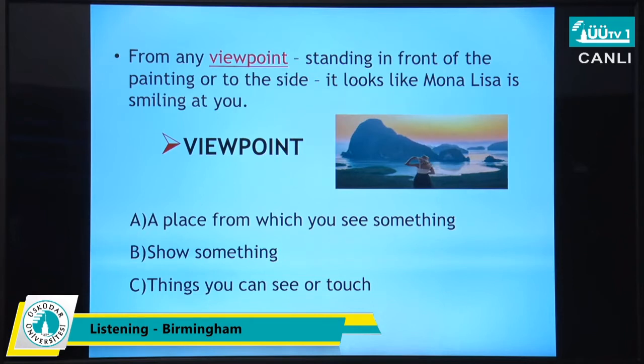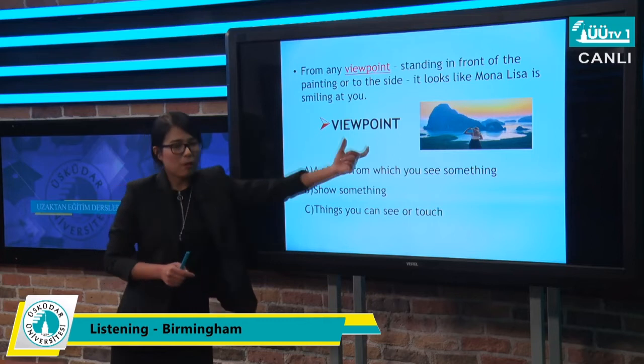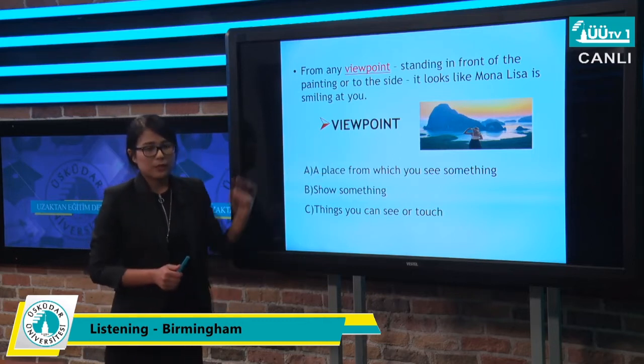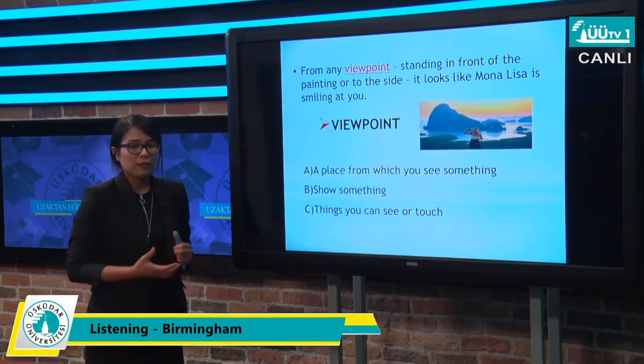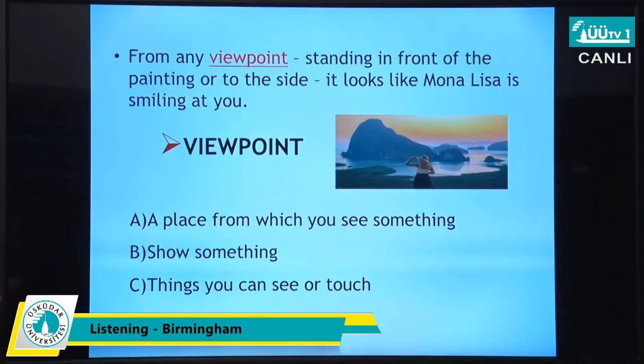Next word is viewpoint. Let's read the sentence. From any viewpoint, standing in front of the painting or to the side, it looks like Mona Lisa is smiling at you. Okay, as you see, it's a noun and it's a combination of two words, view and point. View, as you know, is something seen. It's related to see. You have to see something. So let's look at these options. We have to find the verb see. A, a place from which you see something. B, show something. C, things you can see or touch.